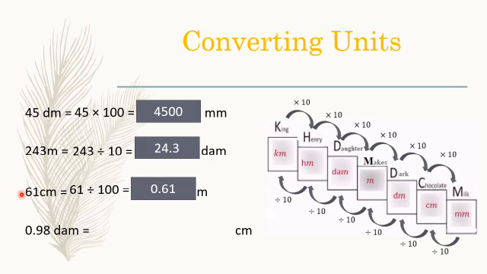0.98 decameter is equal to what in centimeter? Decameter is here and centimeter is here. I move 1, 2, 3 steps downward. So I multiply 0.98 by 1000. I move the decimal point 3 steps to the right since I'm multiplying by 1000. So the answer will be equal to 980 centimeter.